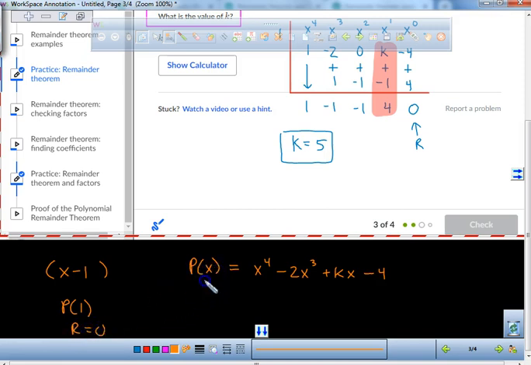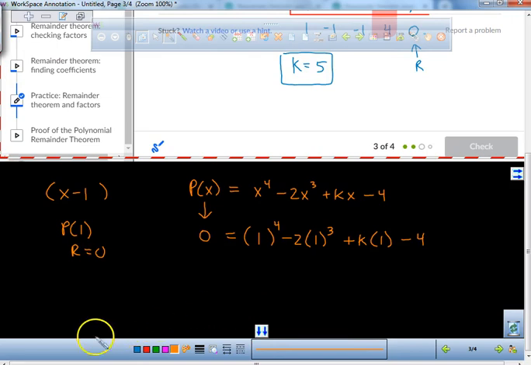So check this out. What I want you to do in your journal right now, I'm about to pause the video. I'm going to write this down. I want you to write this down carefully in your journal. We're making P of x equal to 0. And what are we plugging in for all of the x's? We're plugging in the number 1. And then we're going to do minus 2, parentheses 1 cubed. And then we're going to put plus k times 1. And we're going to put minus 4. I'm going to pause the video to give my students a chance to catch up.